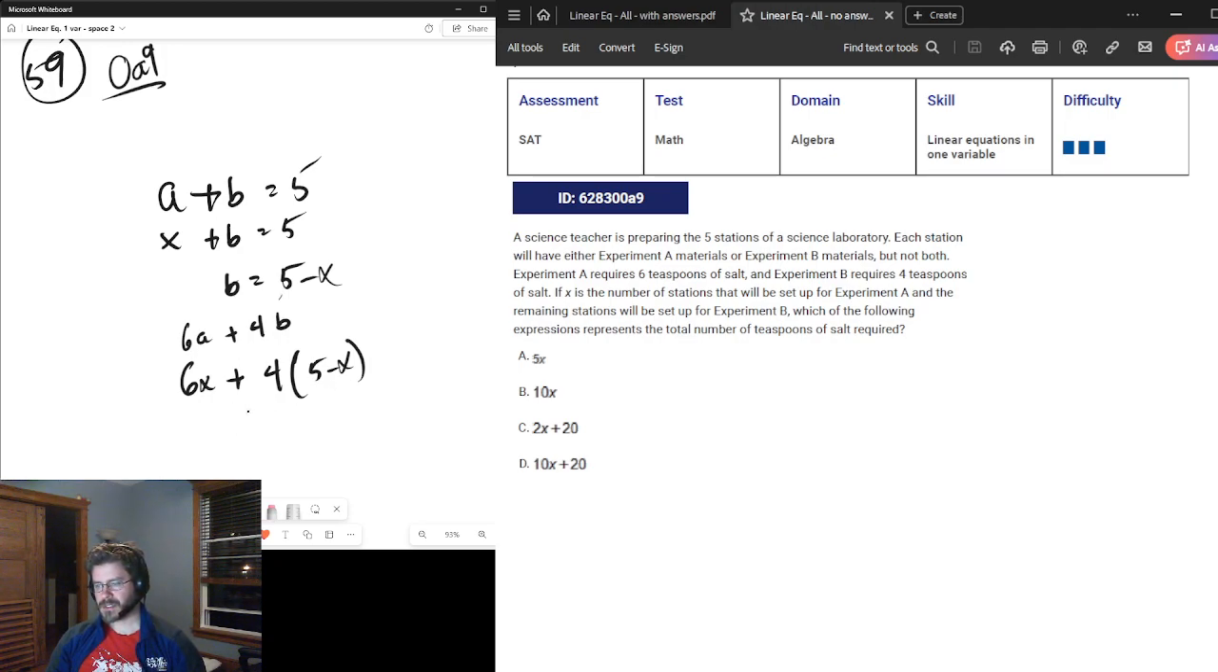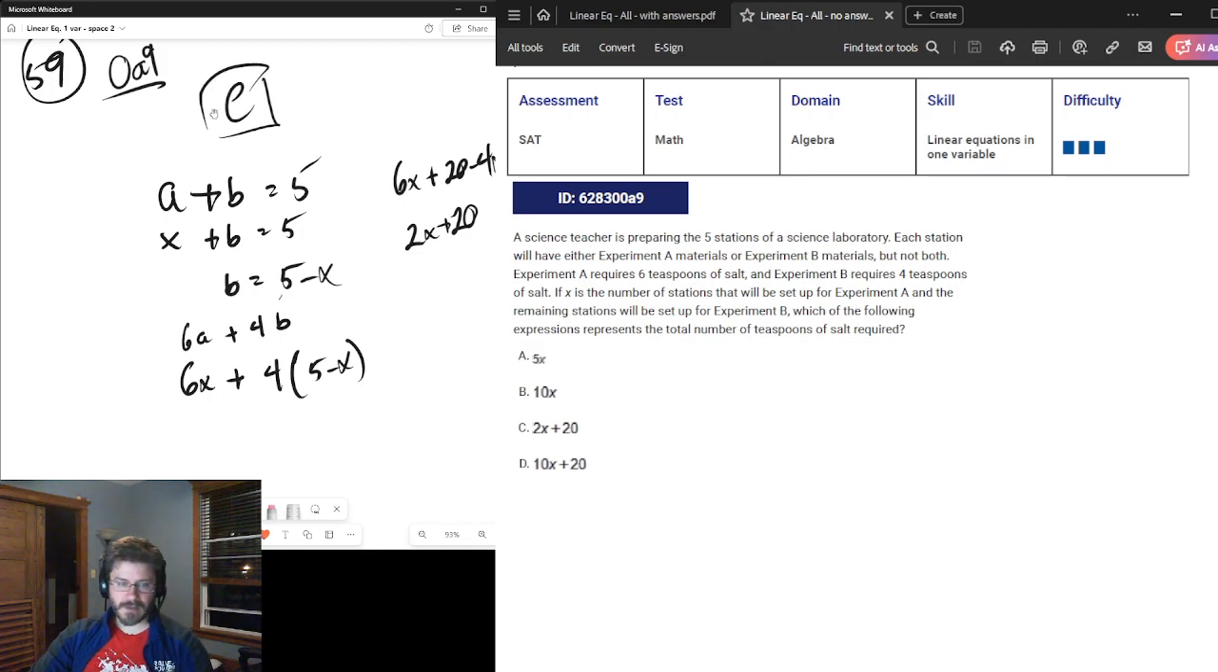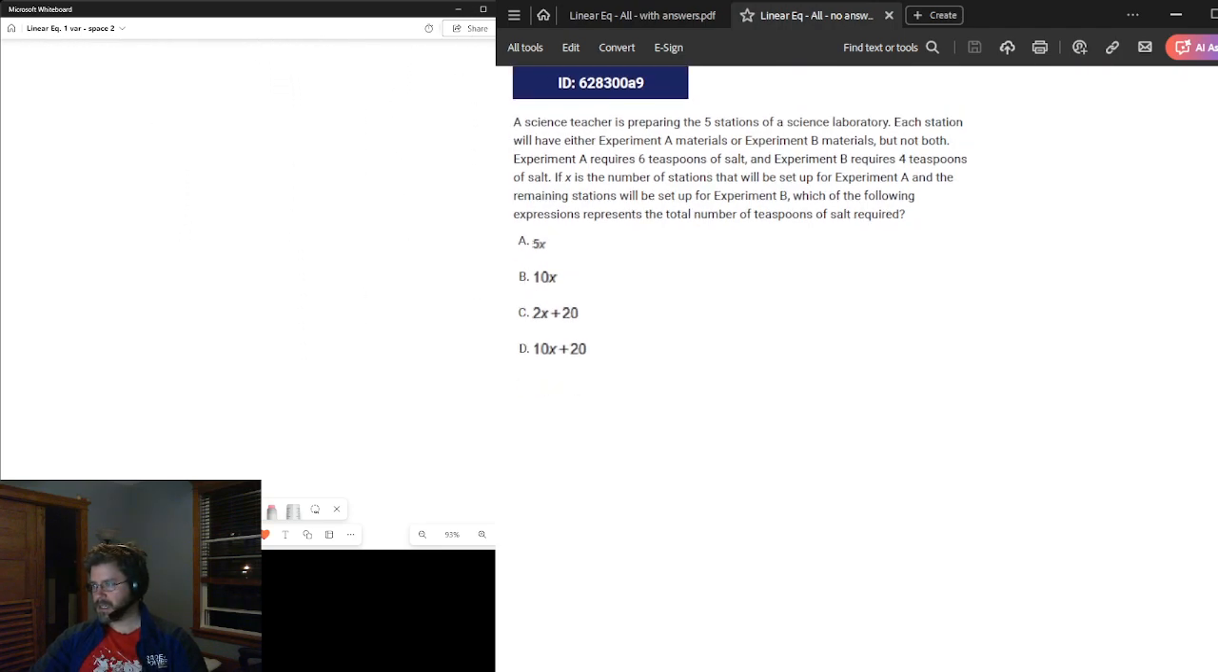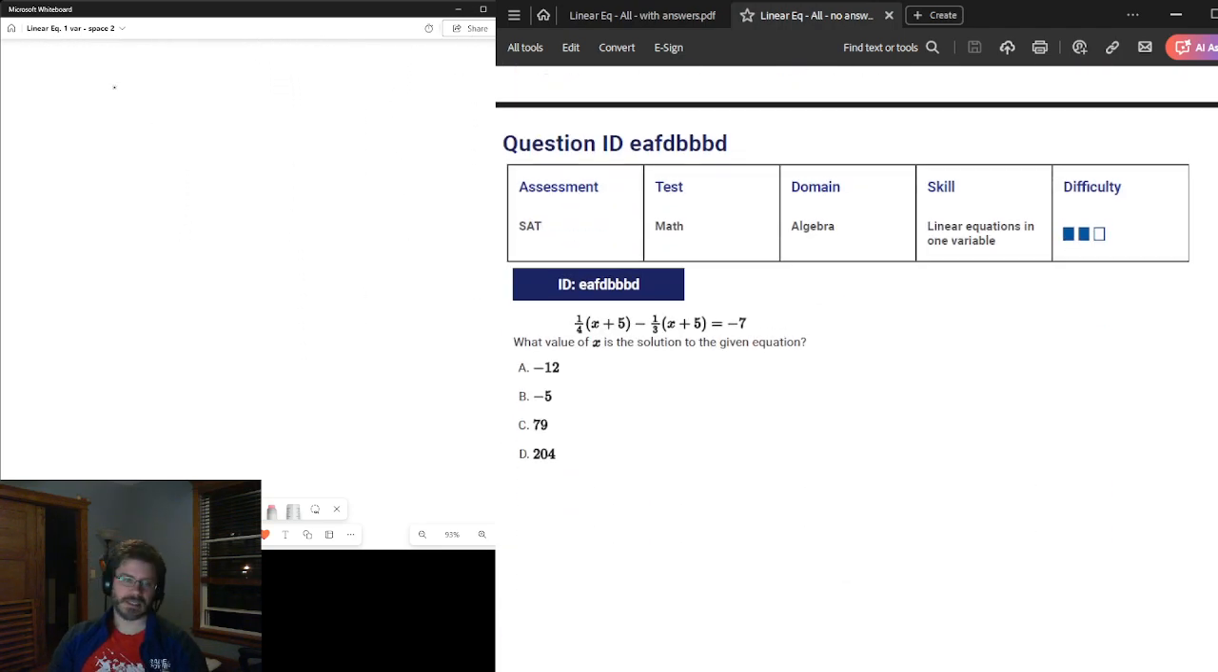We can distribute this through. 6X just stays 6X. 4 times 5 is 20 minus 4x. So we get 6x minus 4x is 2x plus 20. So we get C. Which is funny because if you have 0 experiments, you still need 20 tablespoons of salt. But that's just how it is.